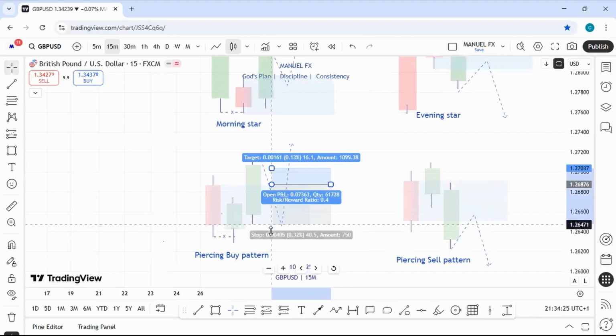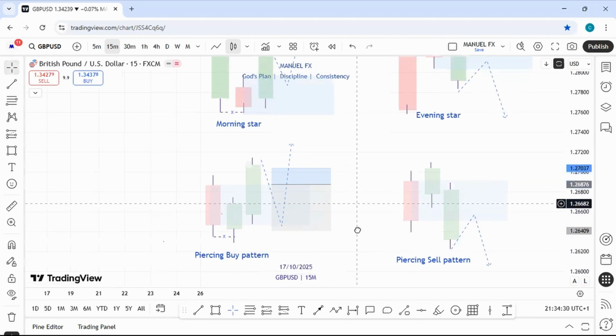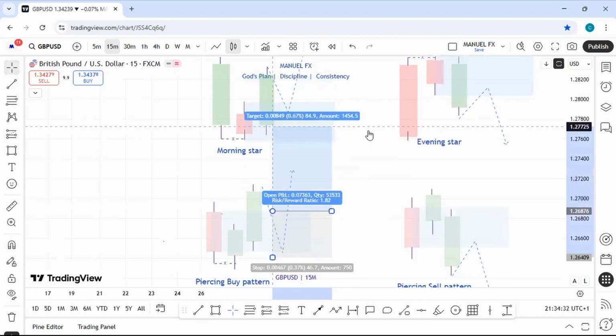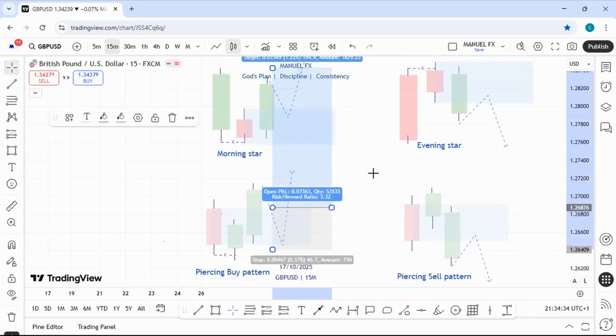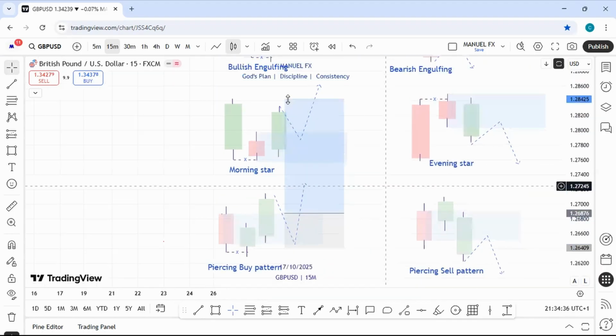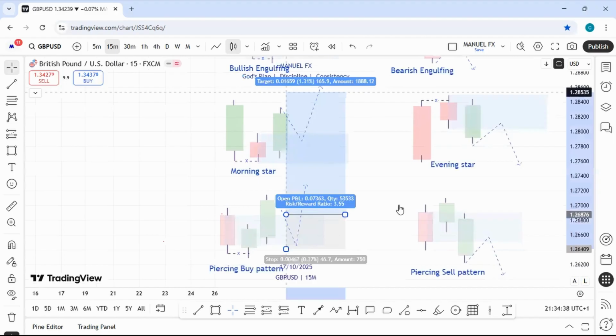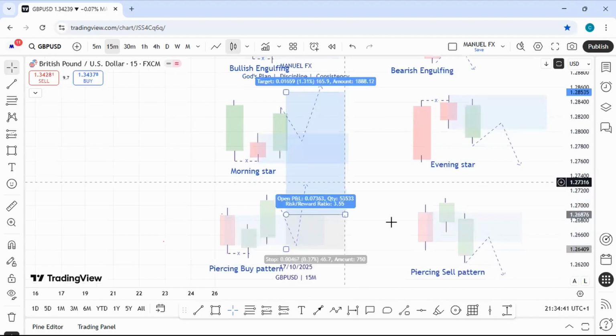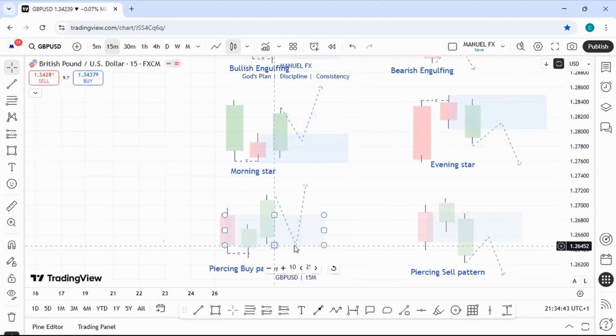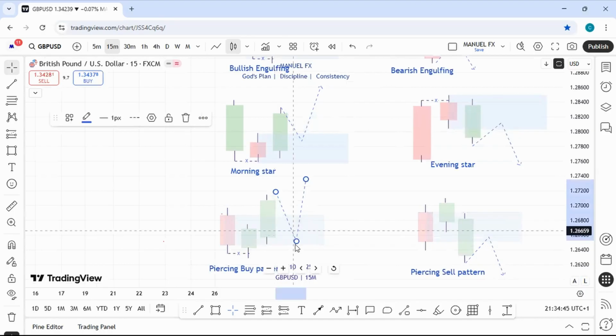So you have to leave space, not too much space, not little space, but moderate space, and then target the next high, and then you see market will come there, tap you in, and then go to your direction.